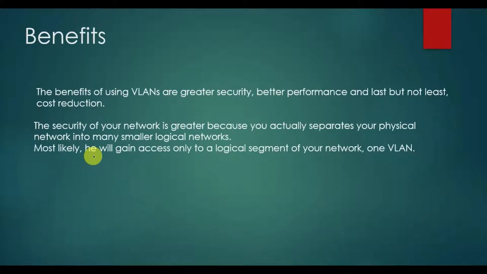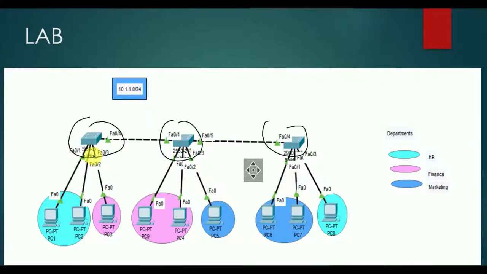Second thing, better performance. We can see what was happening initially. If the traffic is coming from one port to the switch, it was flooding to all the ports of the switch, unnecessarily, whether or not the destined traffic needed to reach the other port. It doesn't matter in that case. But here, if we segregate the network by using the VLAN, then it will reach only that particular network, the ports configured for that particular network only. So it reduces the load on the switch, right?